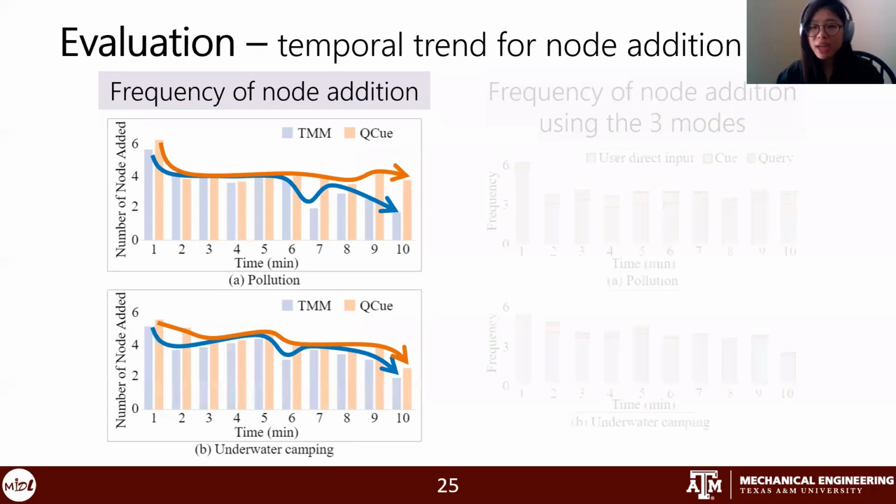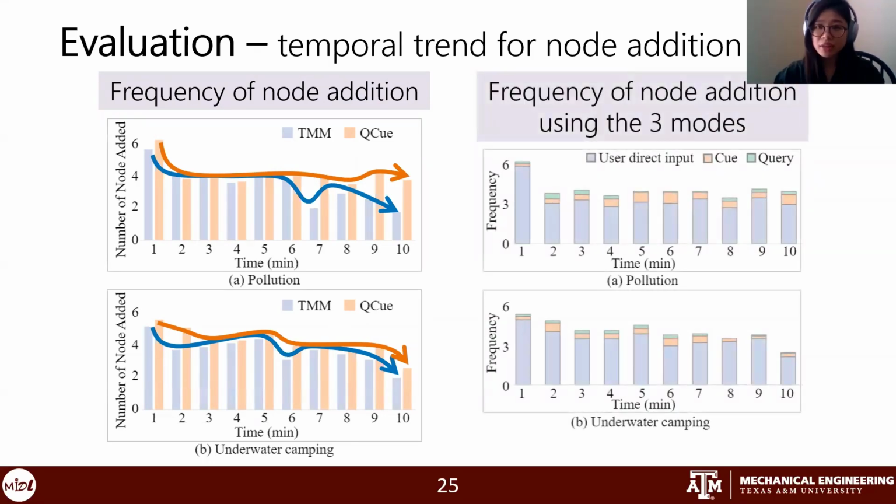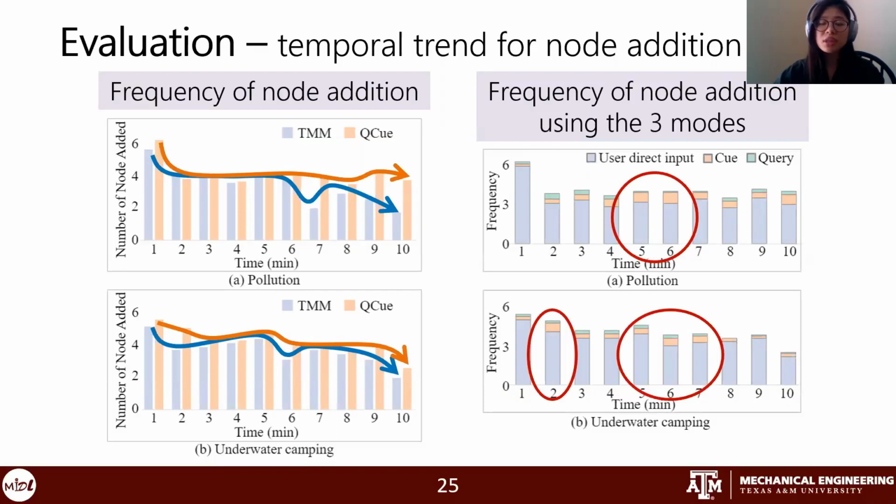Then, when we separate out the added nodes based on the 3 input mechanisms, we further notice that generally, the users appreciated questions in the middle stages of mind mapping. For open-ended tasks such as underwater camping, we further found that an increasing amount of question nodes were answered in the early stage of mind mapping. So this all suggests that users were generally more engaged in the process of exploration and reflection using the provided questions and suggestions.